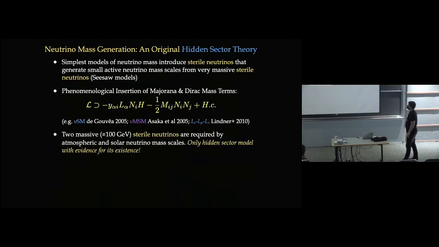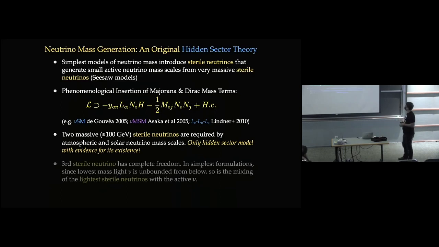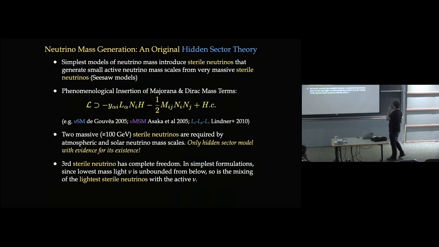You need at least two massive 100 GeV sterile neutrinos to produce the two known neutrino mass difference scales, the atmospheric and solar scales. And so I would argue it's the only hidden sector model with evidence for its existence from the lab. The third sterile neutrino has complete freedom. Let's say we want a third because there are 3 families, but maybe there's actually more. There's no reason that the number 3 is special.